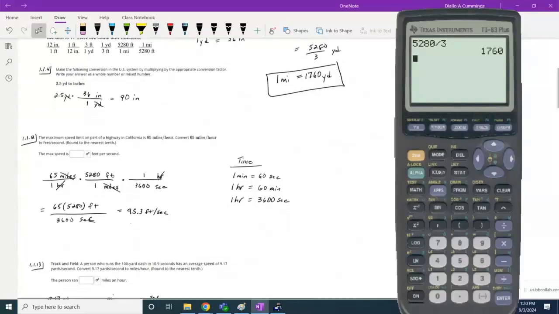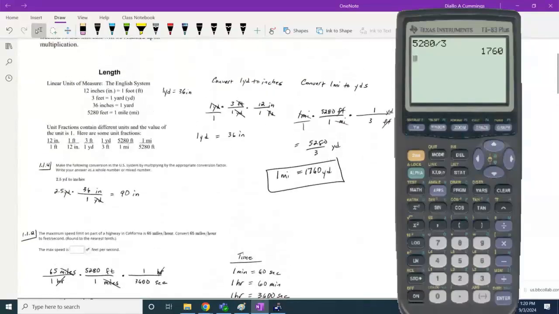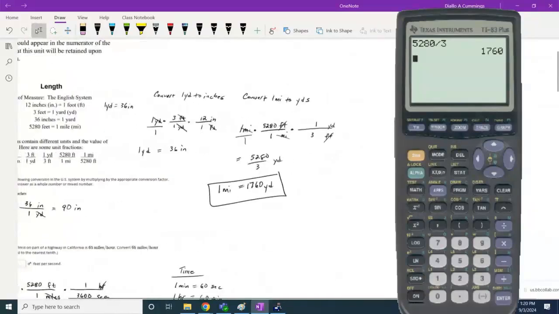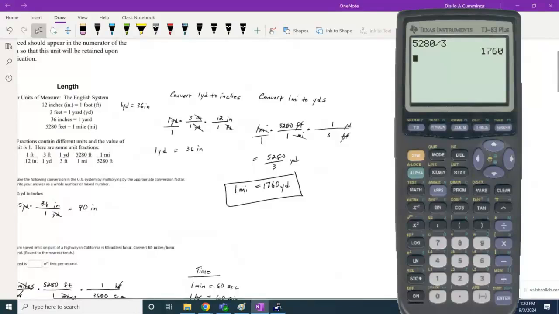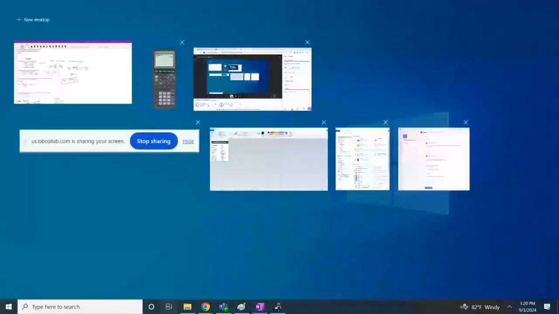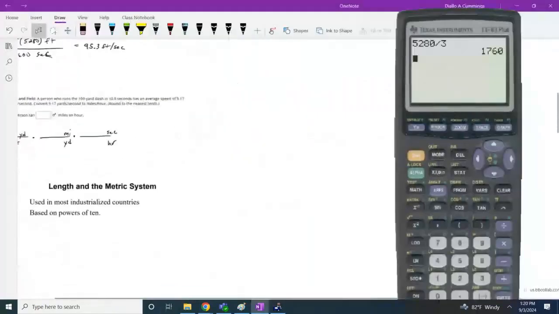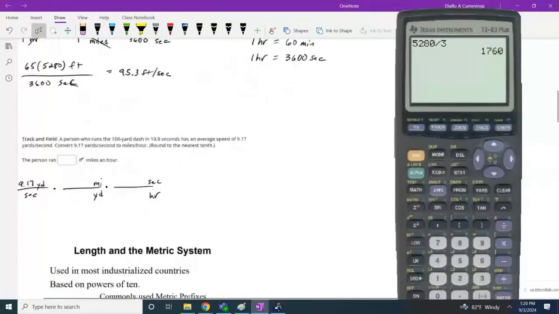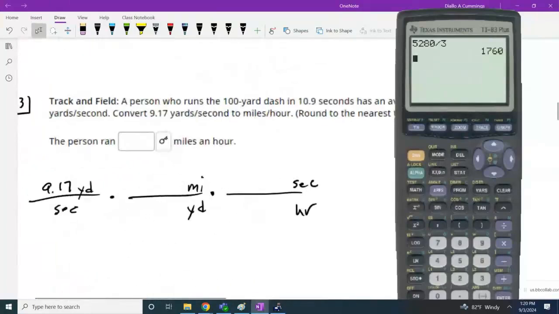And the other one we derived, I believe, was yards to inches. Okay. All right, so we can use those as facts. Any questions? Now we can actually finish the problem.